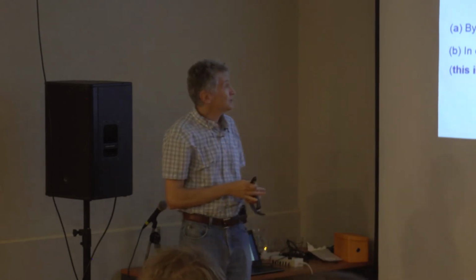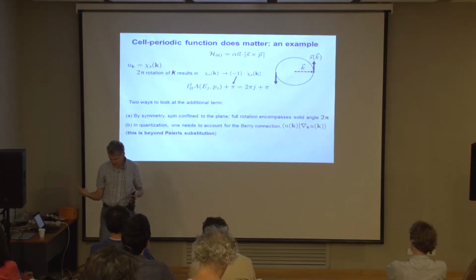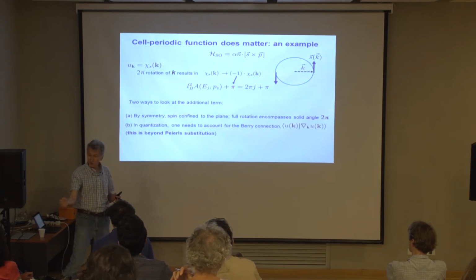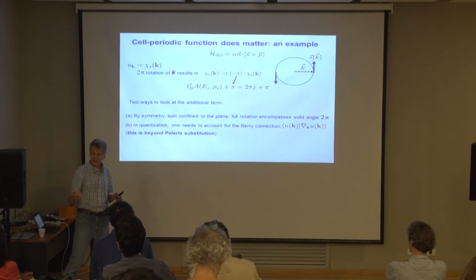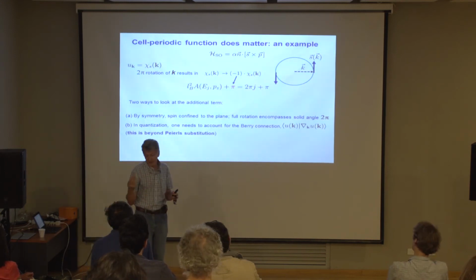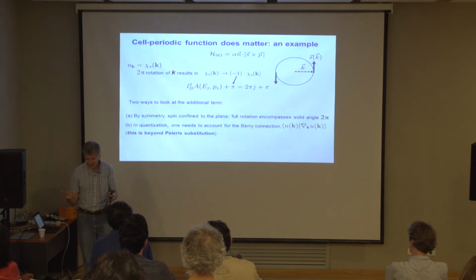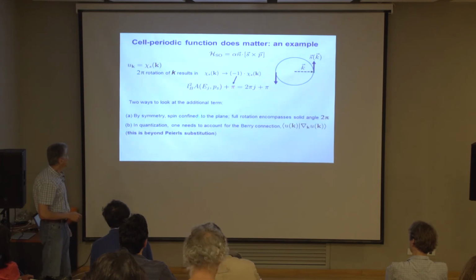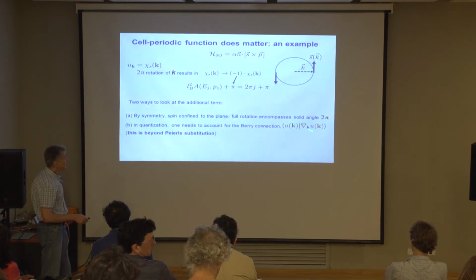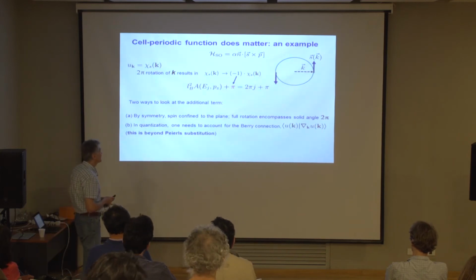So there are two ways to look at this additional term. One way is that just by symmetry here, the spin is confined to the plane. And when the spin makes a full circle, the solid angle that is supported by the circle is 2 pi. But that immediately gives a relation to Berry phase, right? What we understand is that in the quantization, one needs to account for Berry connection, which contains the derivative of the self-periodic function. So this term basically does contribute pi to the quantization condition.